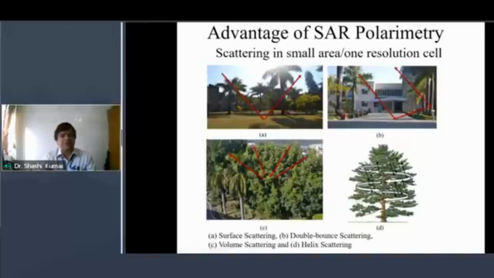Similarly, there are some other scattering elements like helix scattering. Due to special conditions, when there is formation of helical features, that scattering will be known as helix scattering. But generally, this amount is very weak. Mainly 3 scatterings are playing a dominant role: surface, double bounce, and volume scattering.